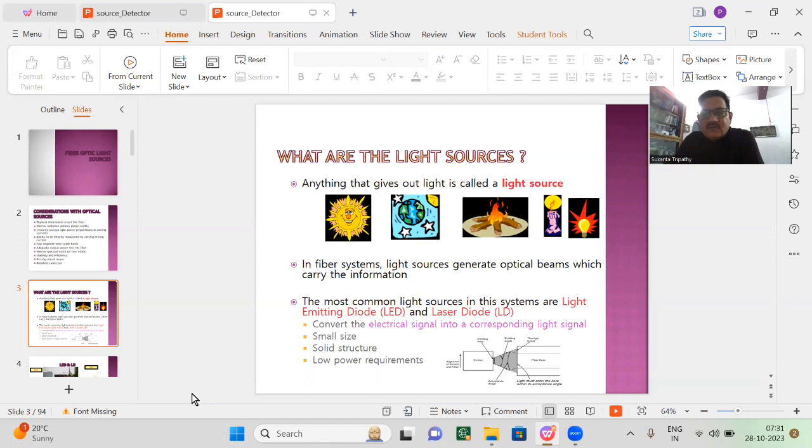Then what are the sources which can satisfy all the requirements which were mentioned? Then we can say that these are either the light emitting diode or the laser diode. So the light emitting diode and the laser diode are known as the fiber optic sources.